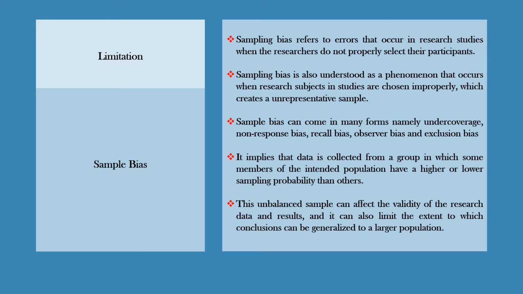Sampling bias basically refers to errors that occur in research when the researcher does not properly select their participants. It might also be understood as a phenomenon that occurs when research subjects in studies are chosen improperly, which creates an unrepresentative sample. Sample bias can come in many forms, including undercoverage, non-response bias, the recall bias, observer bias, as well as exclusion bias. It means that data is collected from a group in which some members of the intended population have a higher or lower sampling probability than others.